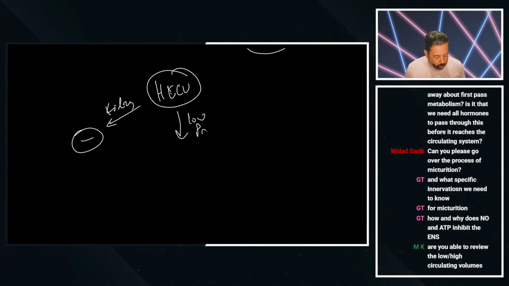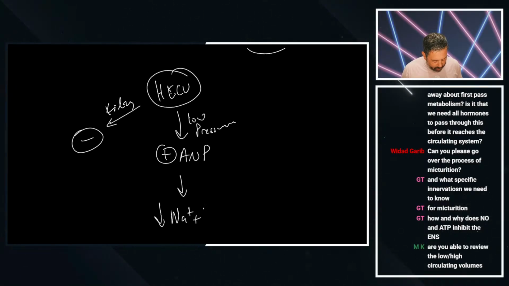Our low pressure baroreceptors, these are going to sense that there's too much volume in the system. These low pressure baroreceptors are being activated too much. They don't like it. So they're going to cause the release of atrial natriuretic peptide. The effect of this is going to be a decrease in sodium and water retention. Okay, so we're not going to absorb it back. We're going to keep it in the urine and just pee it out.